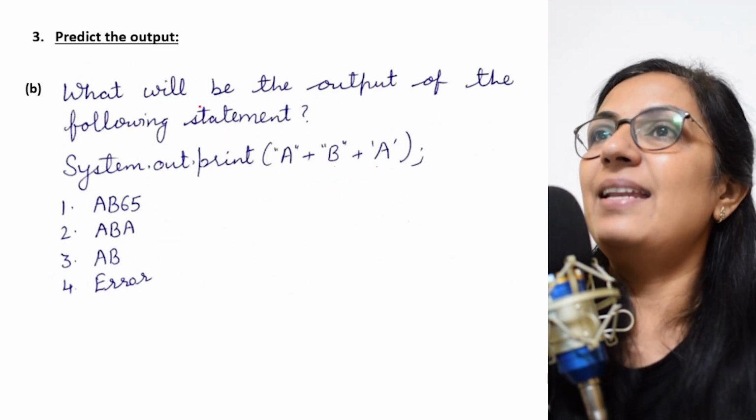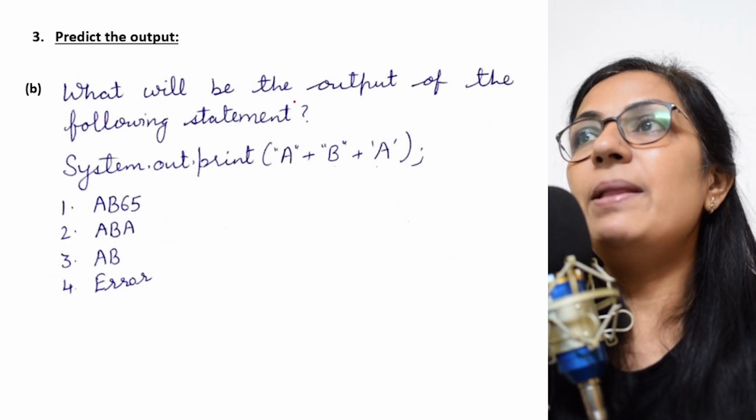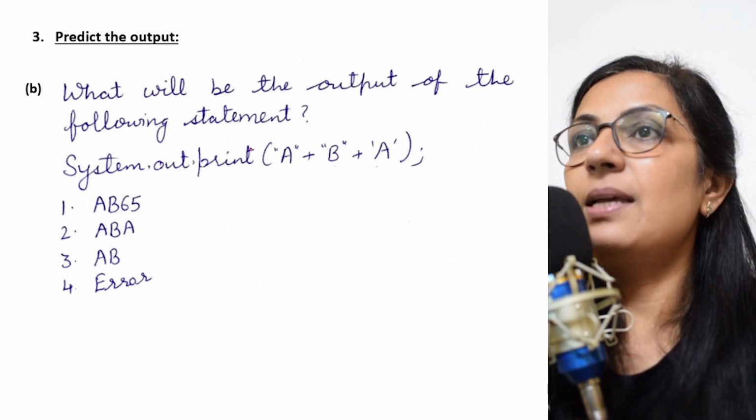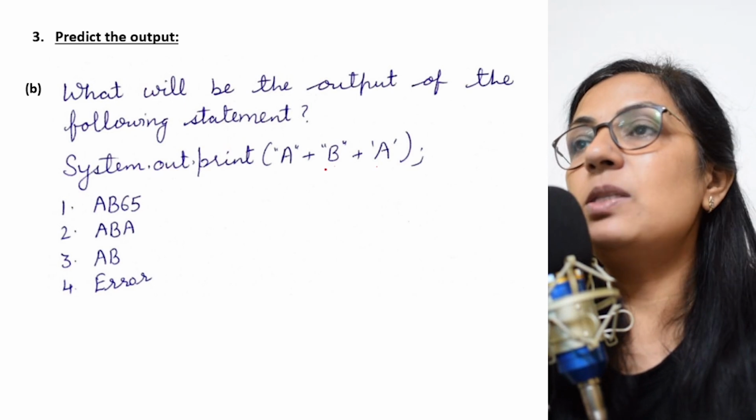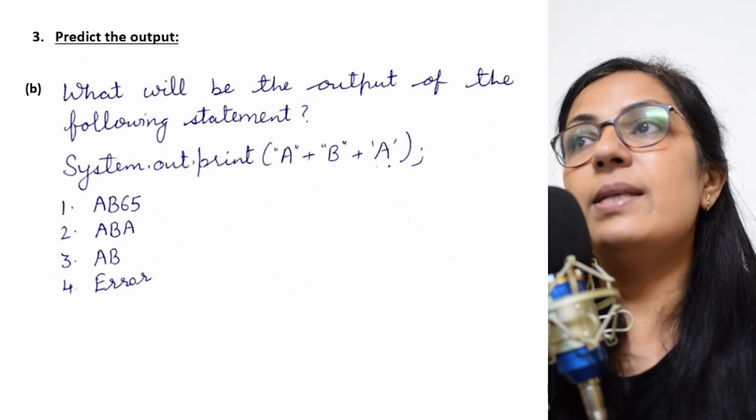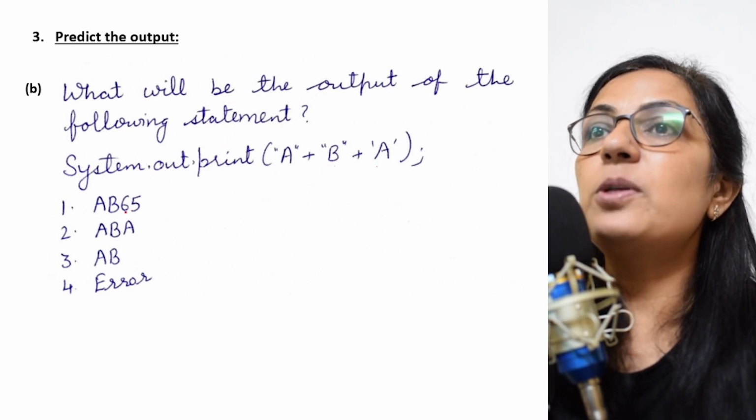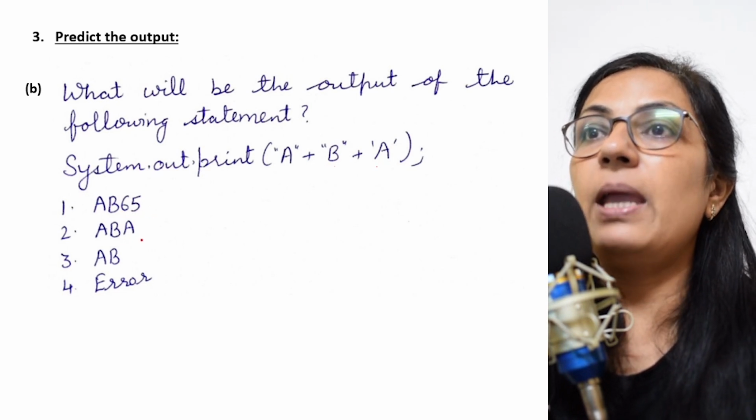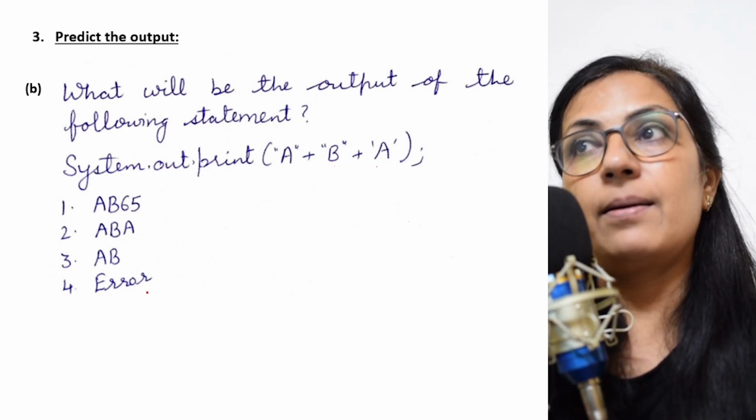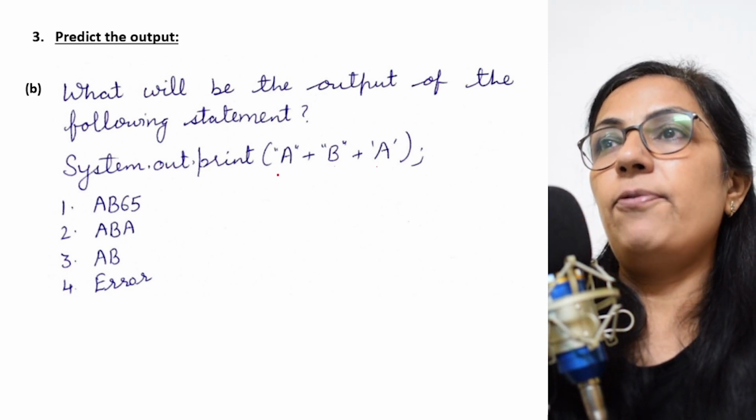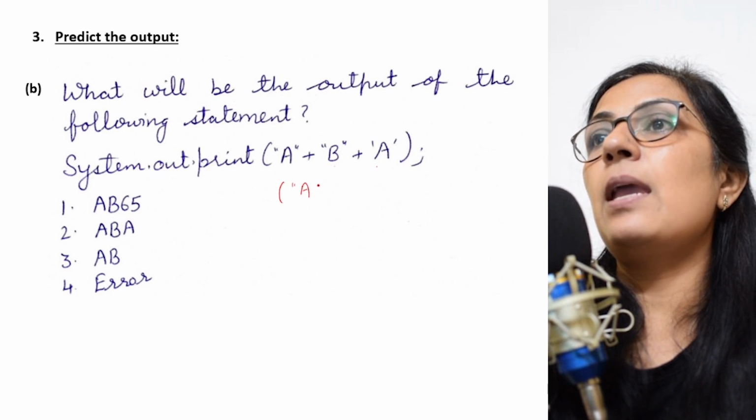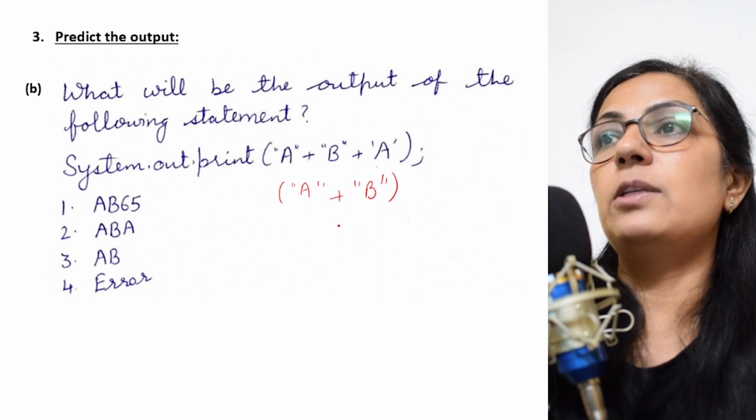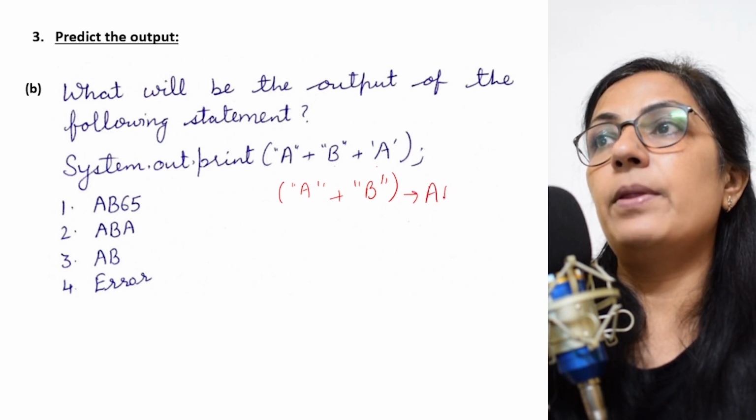The next part is, what will be the output of the following statement? System.out.print within double quotes A plus within double quotes B plus within single quotes A. And the options are A, B, 65, A, B, A, B or error. Children, please note, if in place of these three, suppose it is A and B, what will be the output? It will be definitely AB, right?